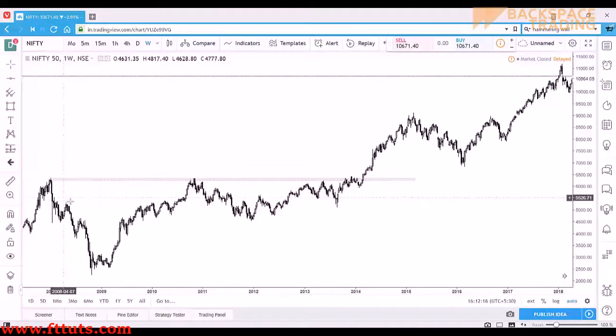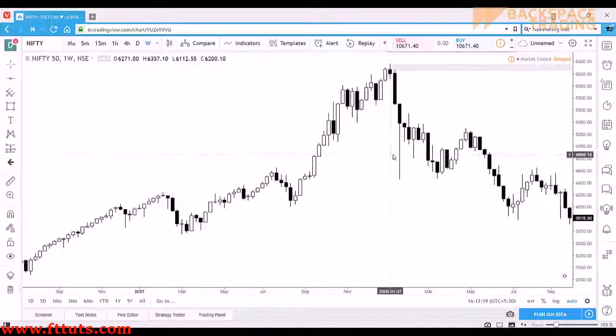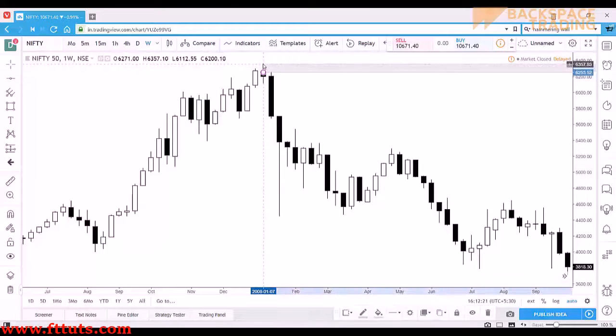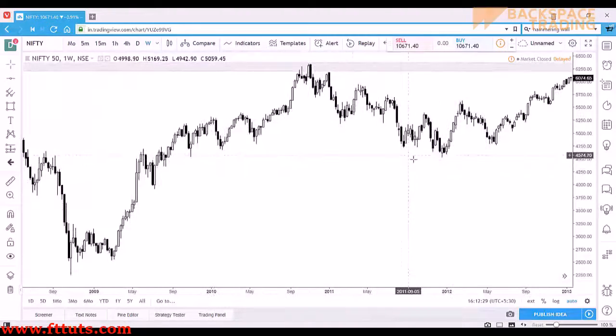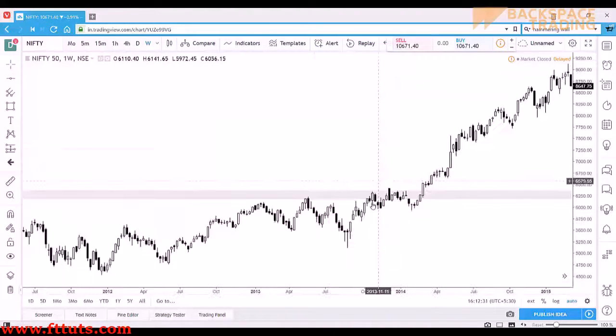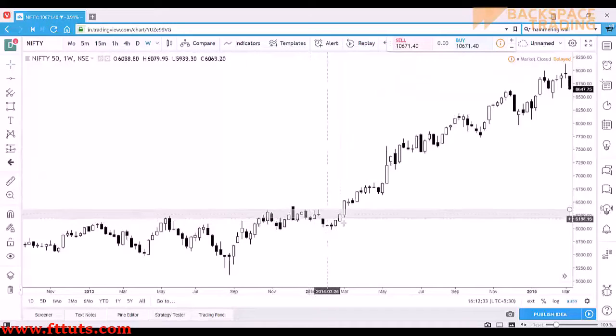So here, let me mark this exactly as I suppose. Yeah, lower body and upper wick. Good. Great bang. Another bang, bang. Weekly candle closes above the zone, creating room for the buyers.